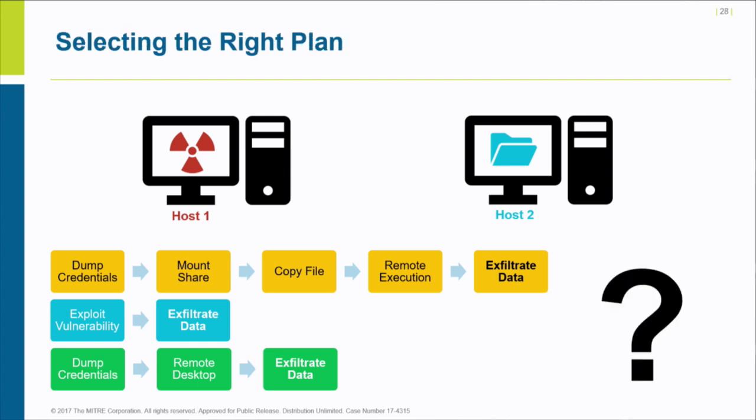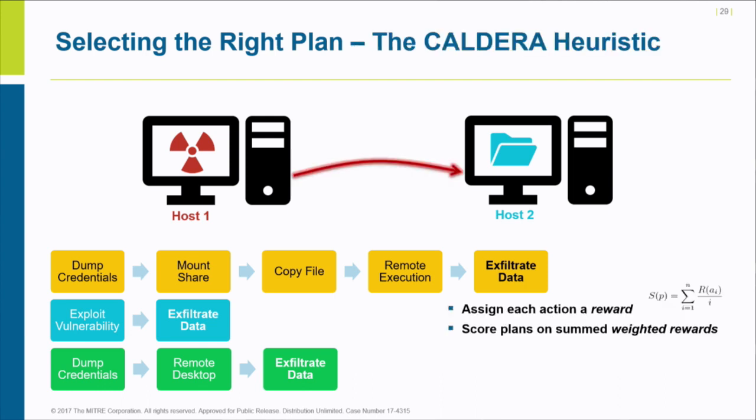So the question is, okay, I can enumerate all these plans, look ahead in the future, find all these things that achieve my goals, but which is the right plan to execute, or rather, which is the first action to execute? And what we did is we designed a Caldera heuristic. Essentially, we assign each plan a score based on the reward of the actions in that plan. And that score is kind of a summation of the weighted rewards, preferring to achieve the goals earlier than later.